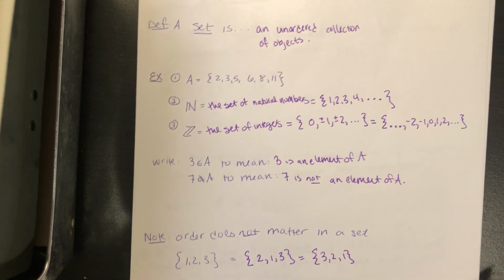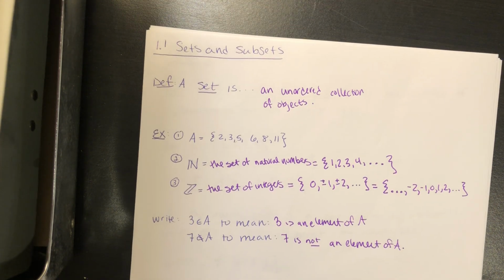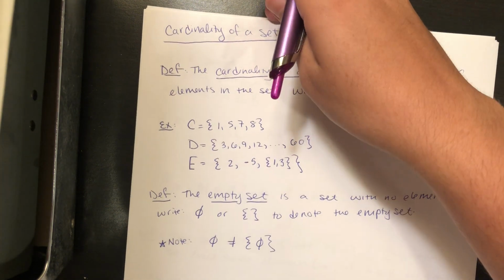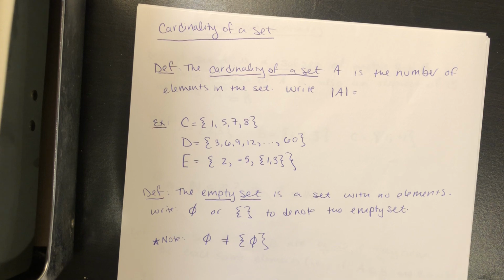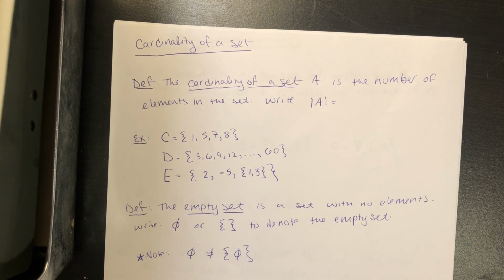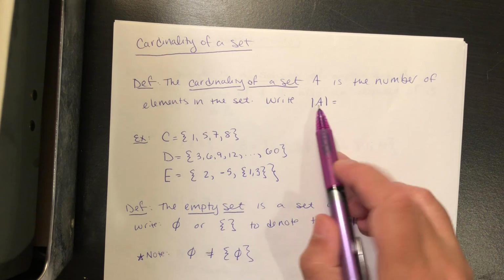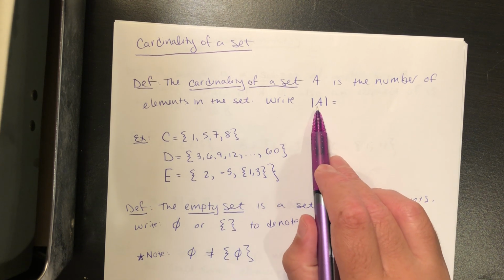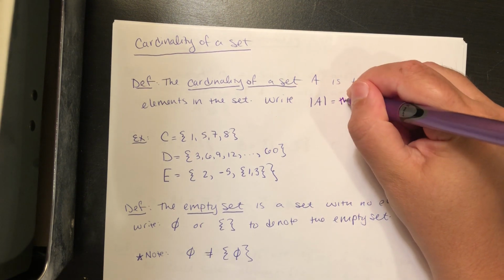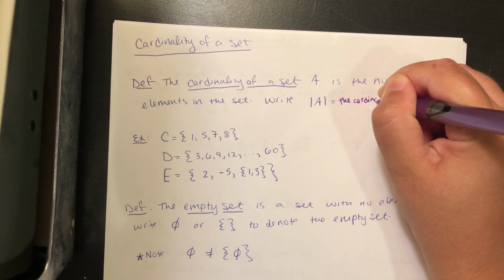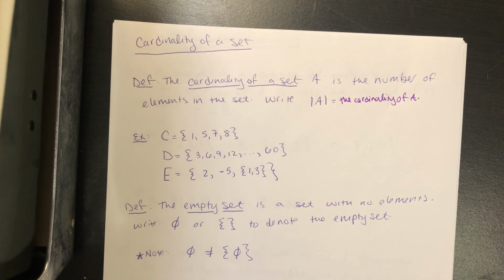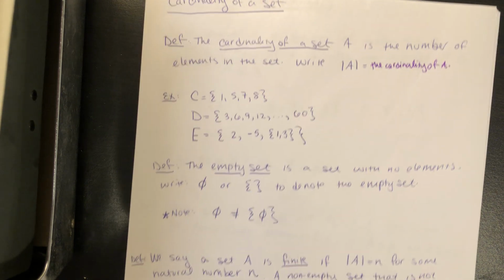Right now, it can be useful to talk about the idea of how many elements a particular set has, and that's what we get at when we talk about the cardinality of a set. So we say that the cardinality of a set A is the number of elements in that set. And the notation we use is we put absolute value bars around the set A, right? So this means the cardinality of A. It means the number of elements in A. All right, so let's do a few examples here.